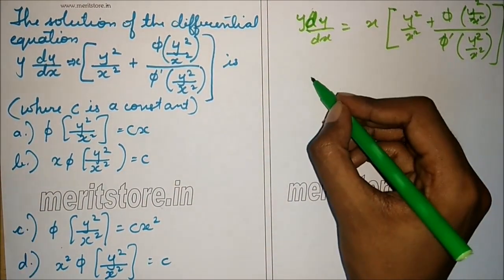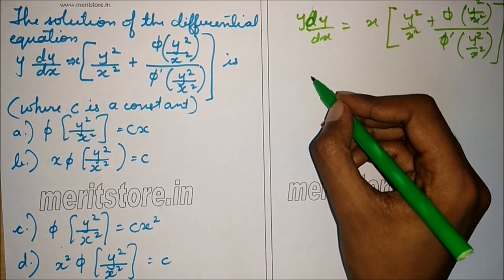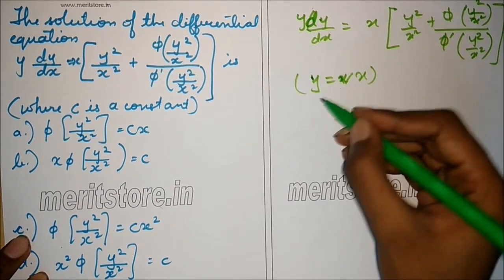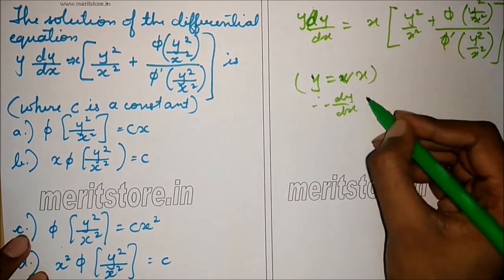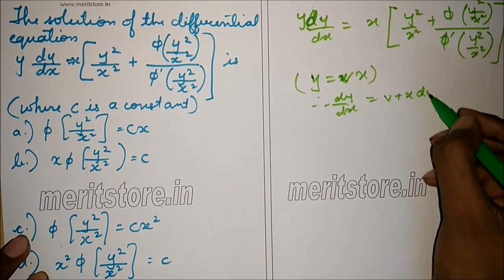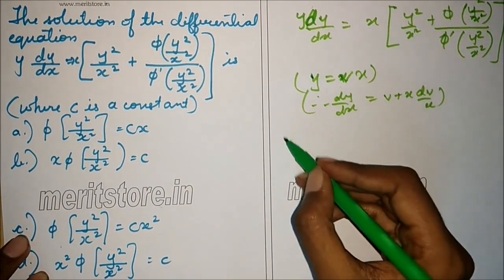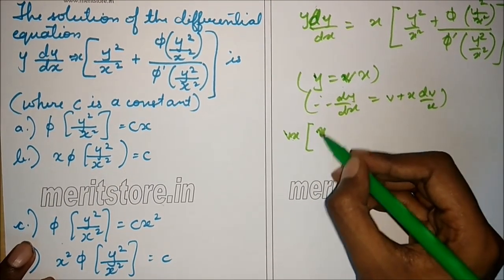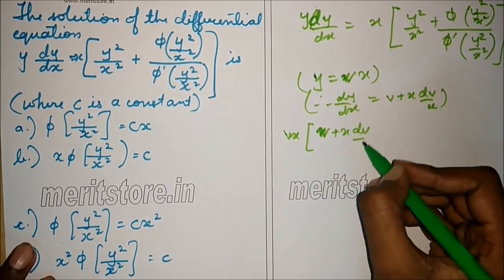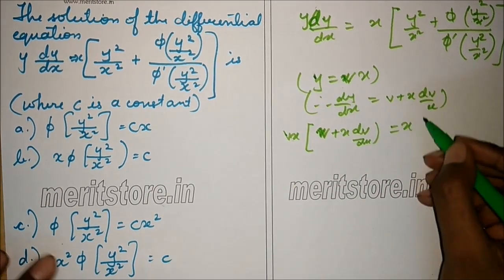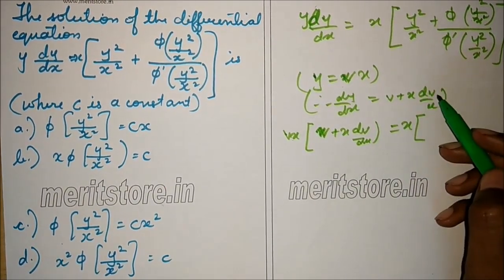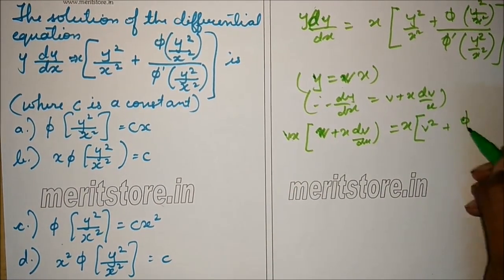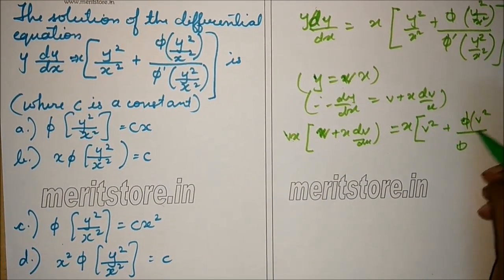This is given. So this is an implicit function. So we'll substitute y equals vx. Therefore dy by dx will be v plus x dv by dx. So y will be vx, and x into v plus x dv by dx is equal to x into y by x, which is v. So y square by x square will be v square, plus phi of v square upon phi dash of v square.